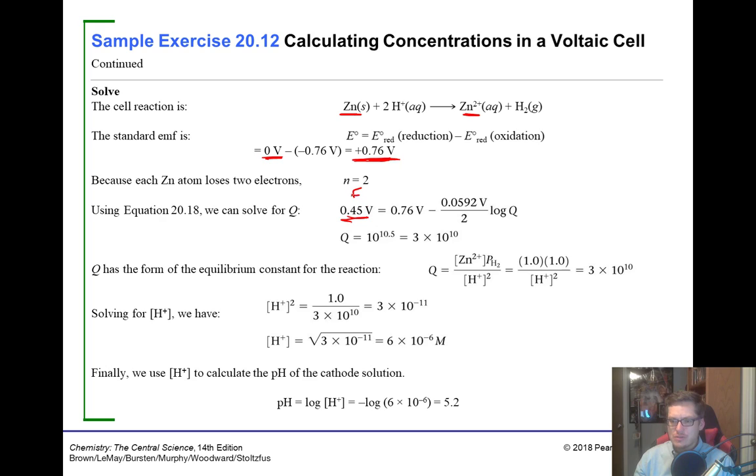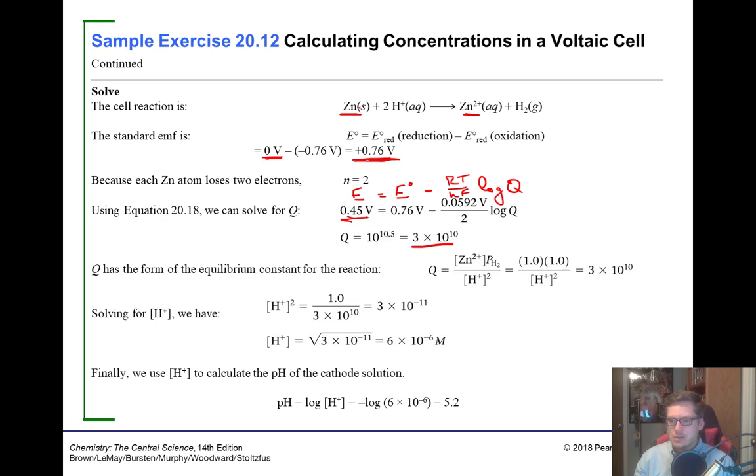This is the Nernst equation right here: E equals E standard minus, and this is R, T, and F all put together, so 0.0592 over n log Q. They're just plugging in their values here: 0.0592 divided by 2 times log Q, and they rearrange to solve for the log of Q, and they get 3 times 10 to the 10th.